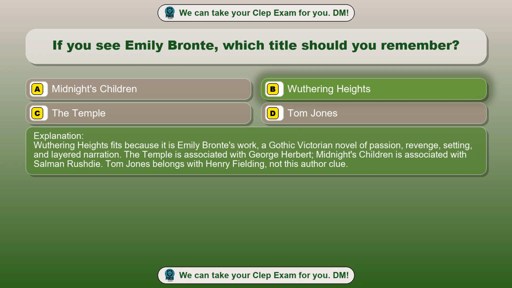Wuthering Heights fits because it is Emily Bronte's work, a Gothic Victorian novel of passion, revenge, setting, and layered narration. The Temple is associated with George Herbert, Midnight's Children is associated with Salman Rushdie. Tom Jones belongs with Henry Fielding, not this author clue.